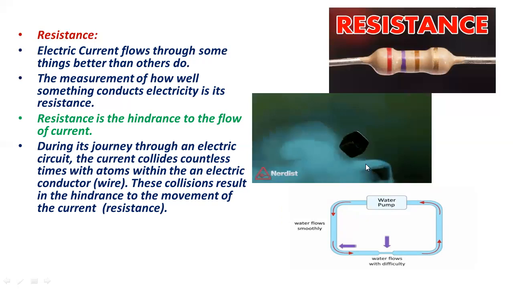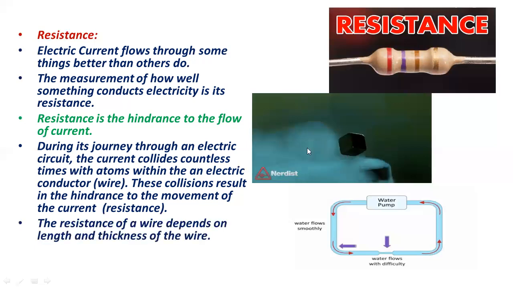But if there is more collision of the charges and the atoms of the conductor, then we can say that it has more resistance, or this conductor is showing more resistance to the flow of the current because of more collision with the charges. More collision with the charges, greater resistance, and less collision with the atoms of the conductor, then least resistance.